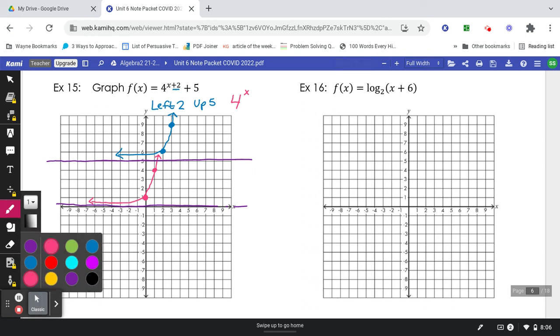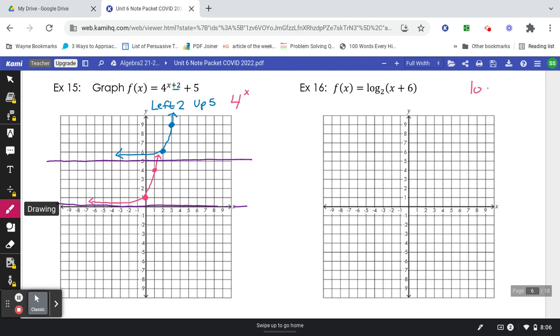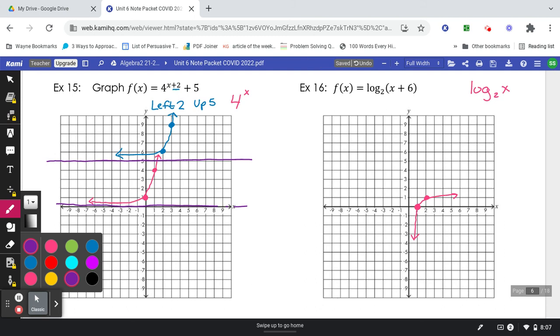Last problem, we'll do our original in pink. Again, our original graph would just be log base 2 of x. Start by plotting the 2 points. 1, 0 and 2, 1. Put the asymptote line in right here.